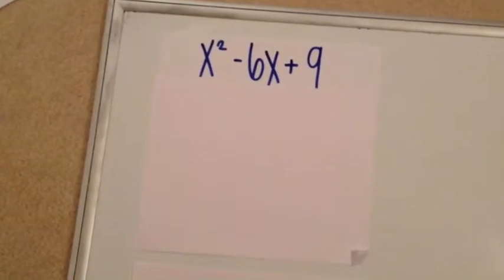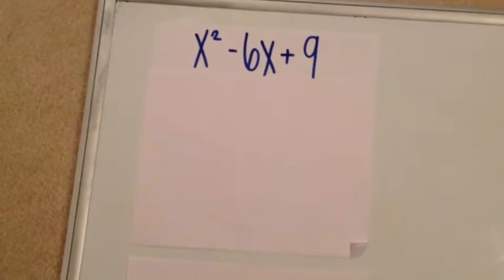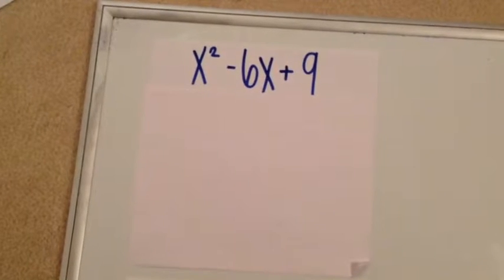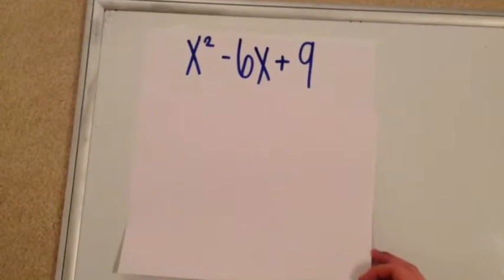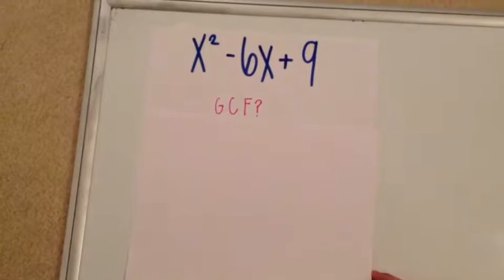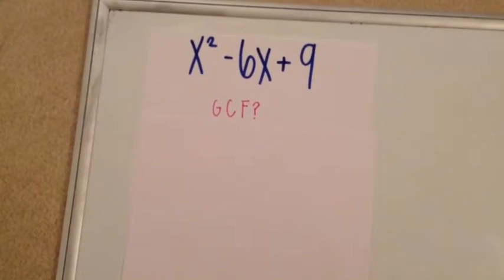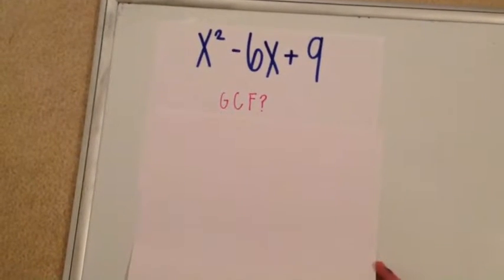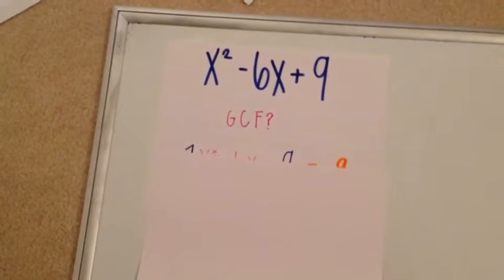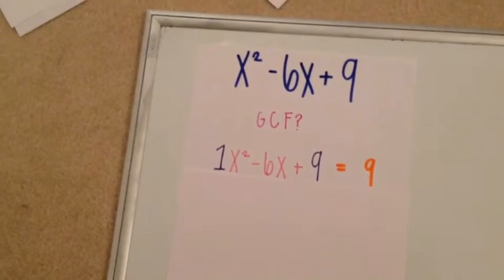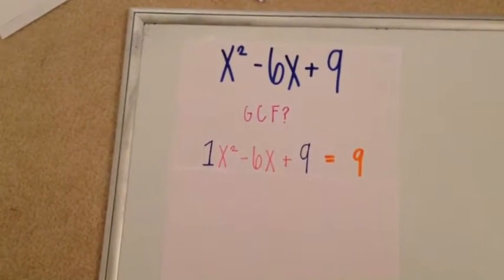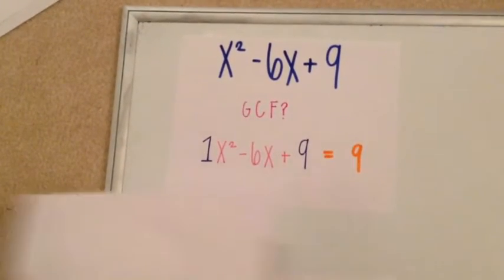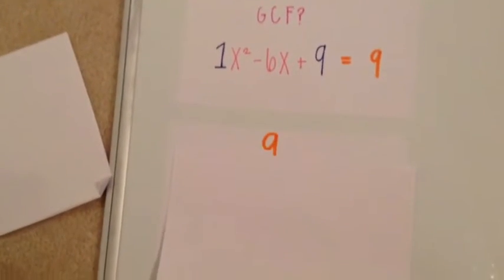Alright, let's try another example, a little bit easier. x squared minus 6x plus 9. So our first step is to look for a GCF. But when you look at this problem, you cannot find a number that can be taken out of all of the terms. So we move on to our next step, which is what multiplies from the first times the last. And when you look at 1 times 9, it equals 9. So we're going to look at all the factors of 9.